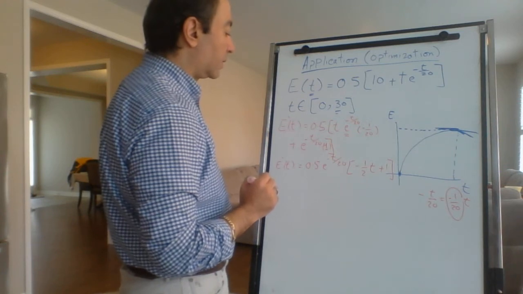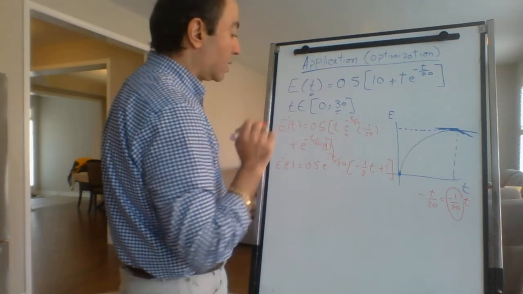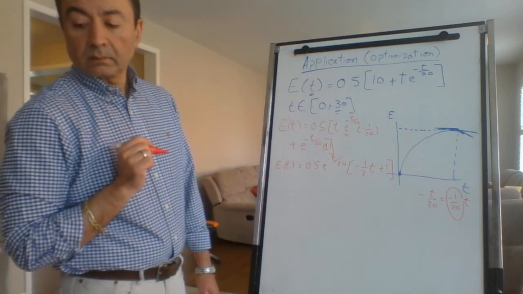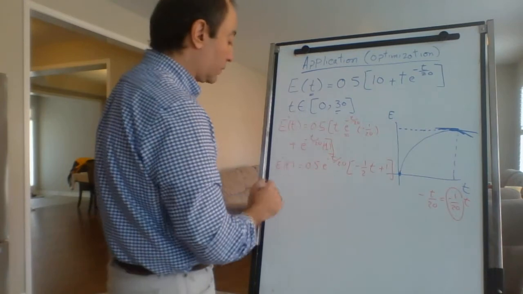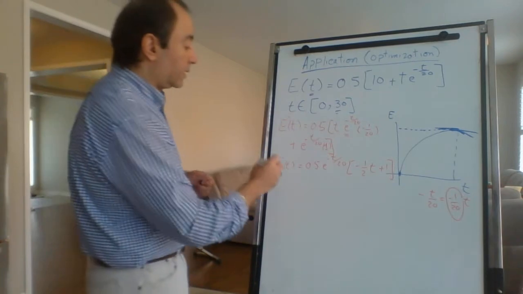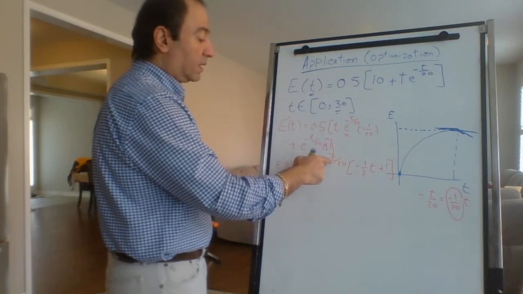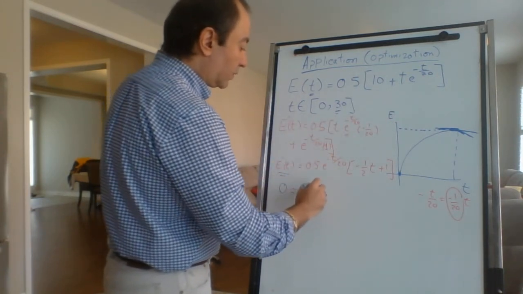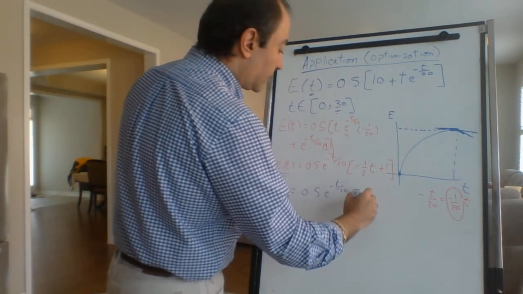I hope I did it right. Seems fine. Now I am going to solve this when this is 0. We said before we need to find the t that makes the derivative 0. So 0 equals 0.5 e to the power of negative t over 20 times negative 1 over 20 t plus 1.